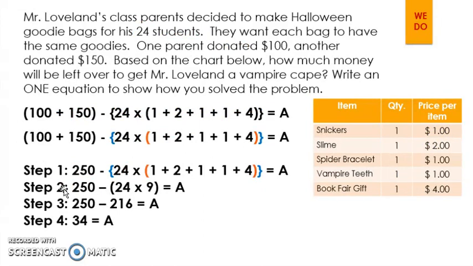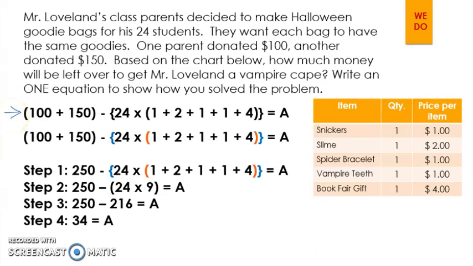Here's another example that we could do together. Mr. Loveland's class decided to make Halloween goodie bags for his 24 students. They wanted each bag to have the same goodies. One parent donated $100, another donated $150, and here's how we solved the problem. Take a look at that. Now, a great strategy to use would be to solve the problem on your own and then come back and create an equation that has each one of the steps.